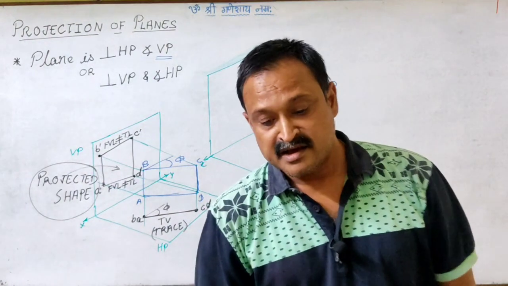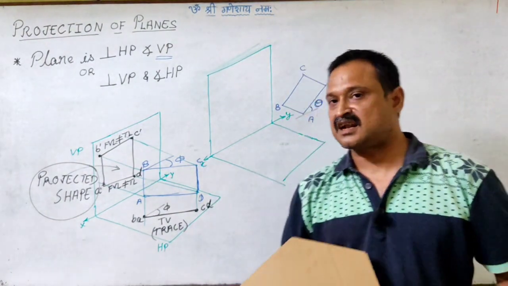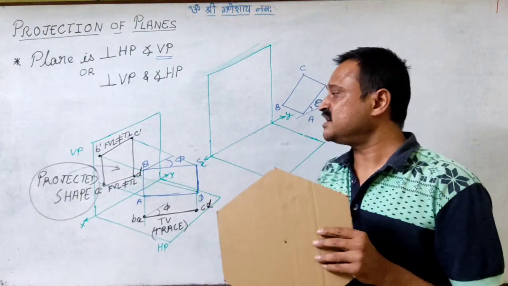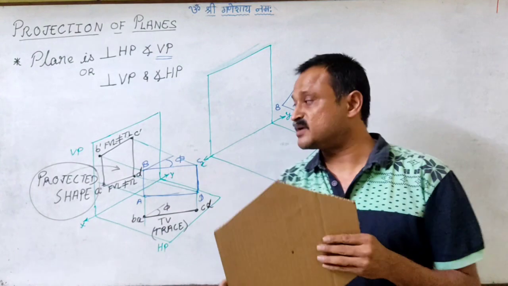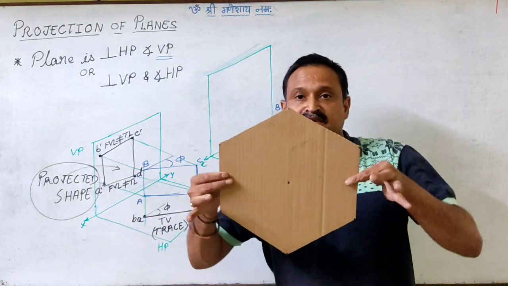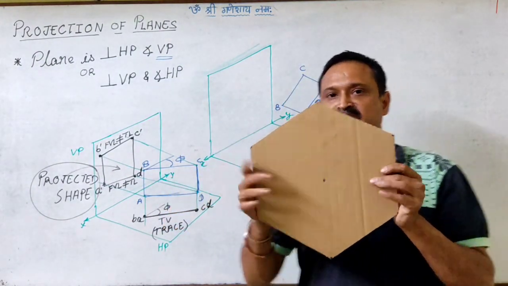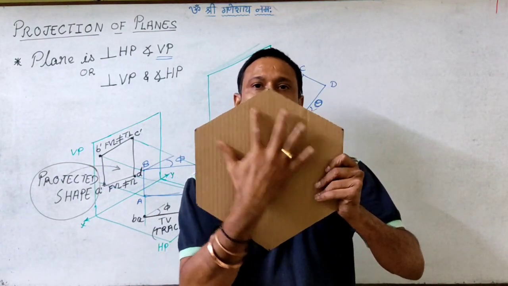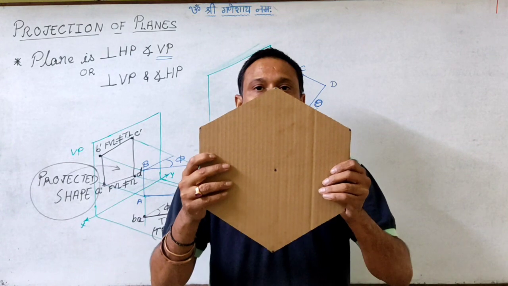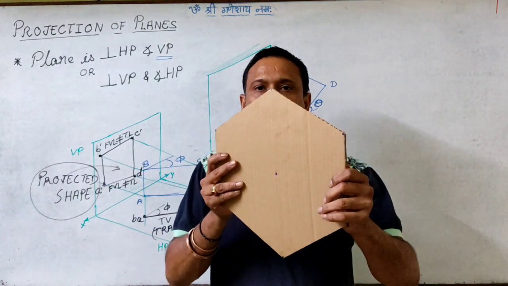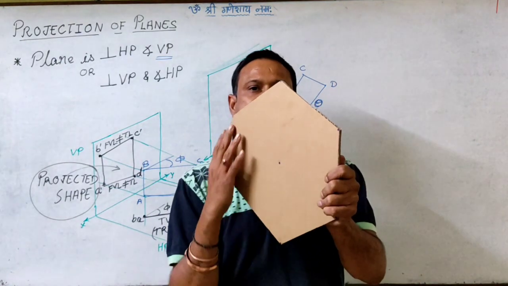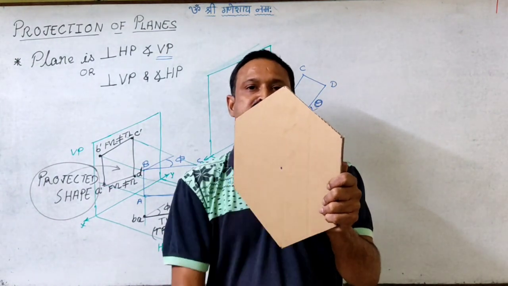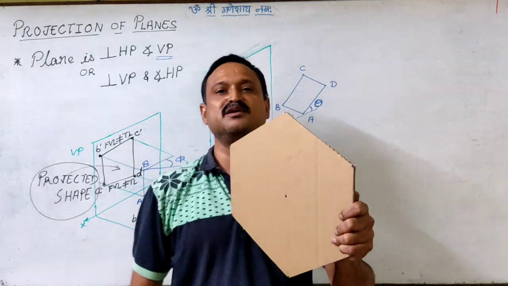When the plane is inclined to the reference plane, it can be anyone, the vertical plane or horizontal plane. Let us say this case. Now if I keep it parallel to VP, right? So if I am keeping it parallel to VP, as if now you are able to see the true shape. But when I make it inclined to VP, you are able to see a more shrunk image of this plate. So this is not the true shape which you are able to see.